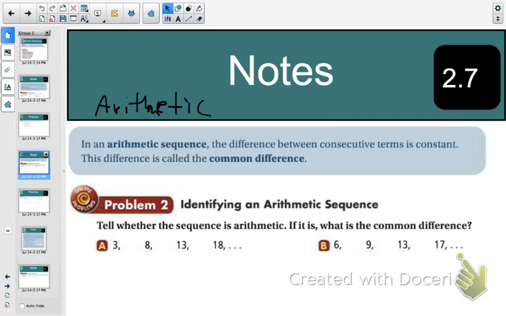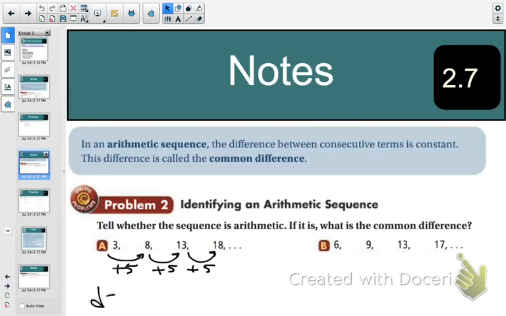So an arithmetic sequence, the difference between the consecutive terms is constant. So basically you're just adding or subtracting something every time. So not the multiplication ones. So if we look at this, what you're adding or subtracting is called the common difference. So this one is going up 5, and then up 5. So this one is arithmetic because the common difference is 5. So D for common difference.